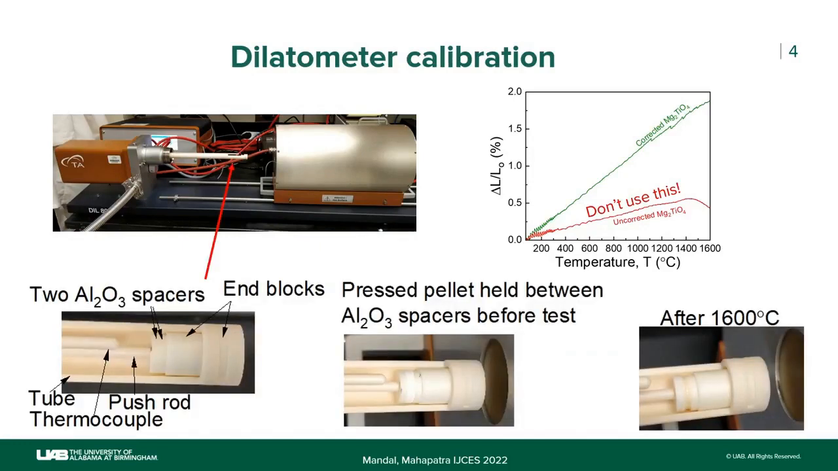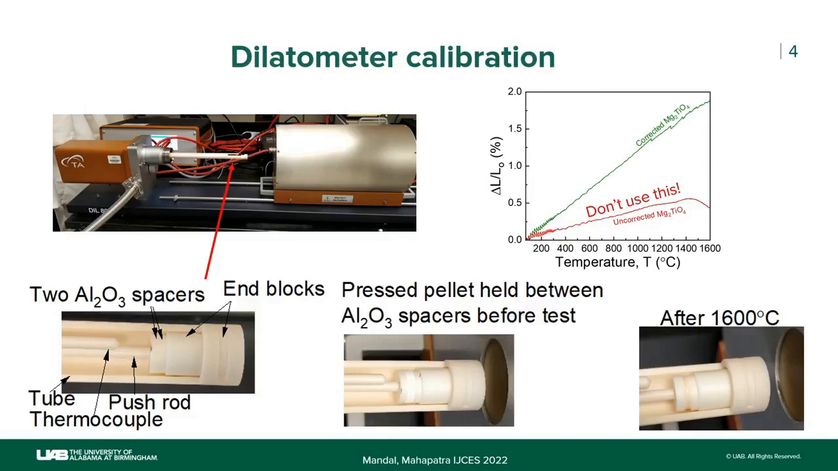So how do we calibrate it? This is a zoom in view of this. You see the thermocouple around there, this is the push rod. And these are two alumina spacers, 2 millimeter thick and 10 millimeter in diameter. And these are the end blocks. So this was typically designed for a 50 millimeter sample, but our samples were thinner. So we had some spacers in between.